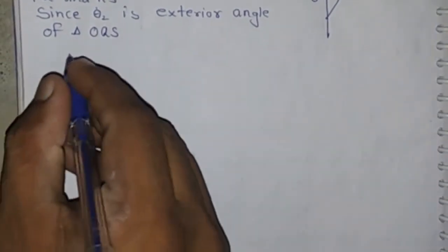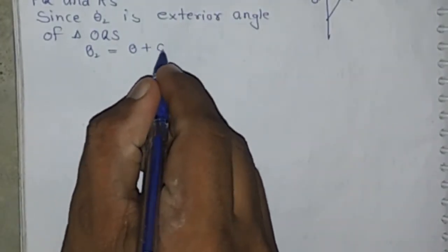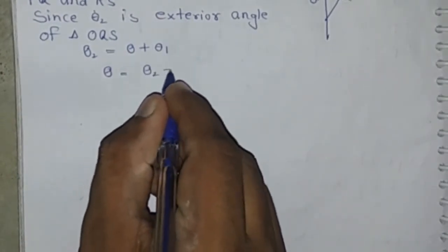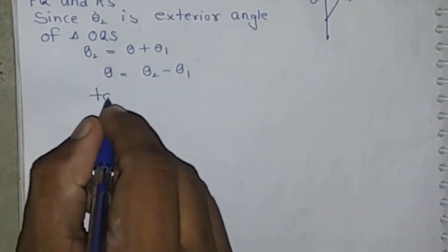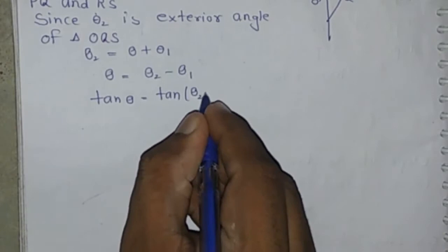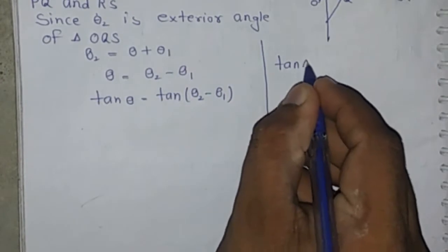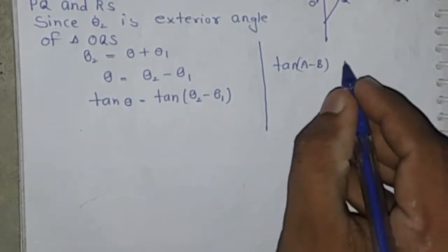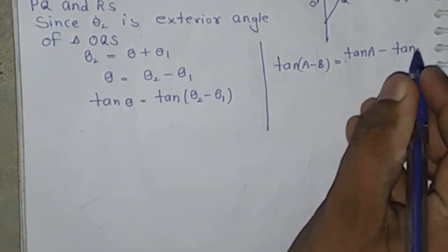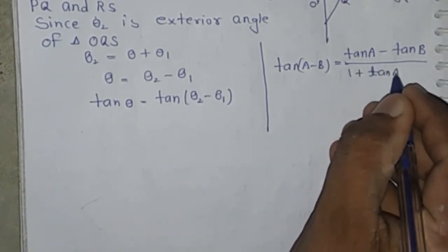Then theta 2 equal theta plus theta 1, theta equal theta 2 minus theta 1, and tan theta equal tan theta 2 minus tan theta 1, and we know that the formula for tan A minus B is tan A minus tan B by 1 plus tan A tan B.